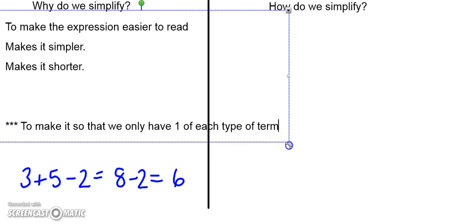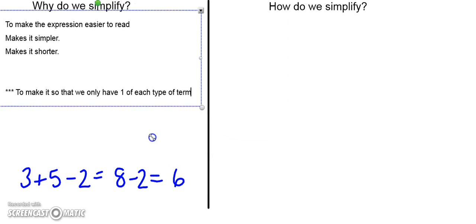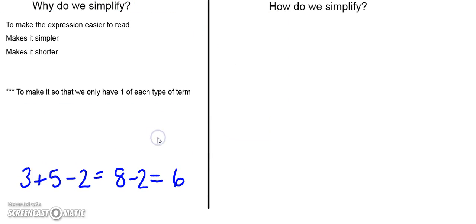I wonder if I can shorten that. Okay. It's really important that it's one of each type of term. So I had 3 constants here, and I combined them into one constant of 6. So let's talk about how we simplify. We simplify through a process called combining like terms.